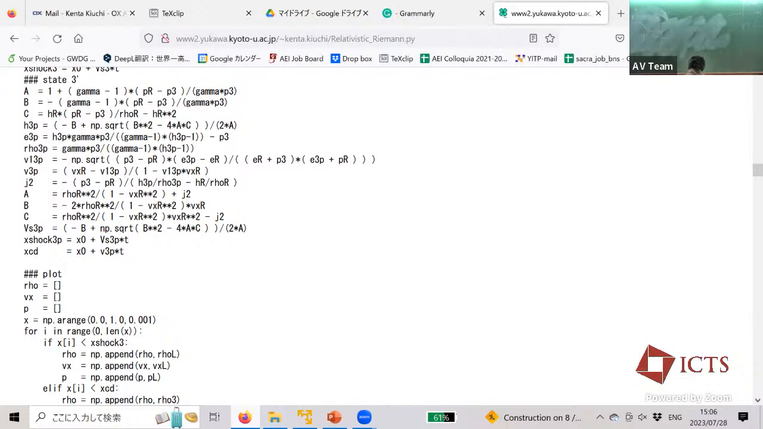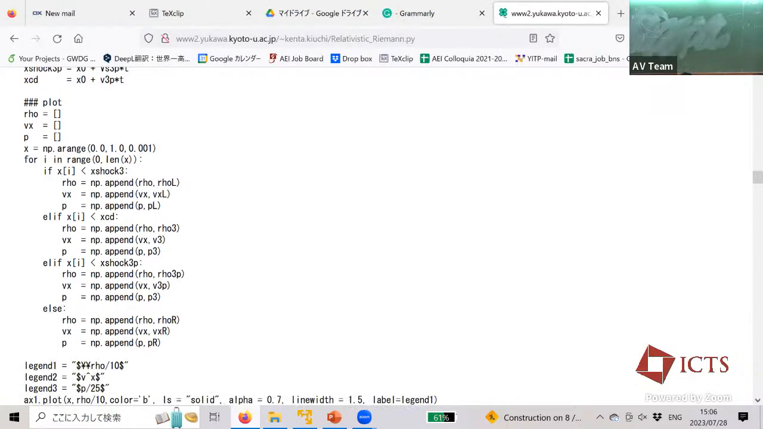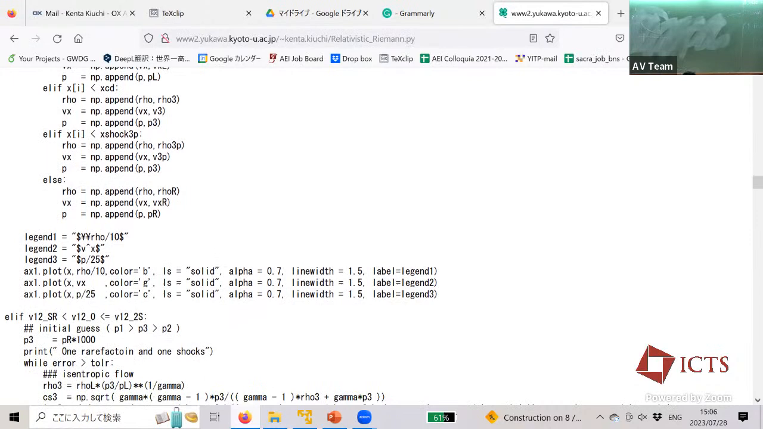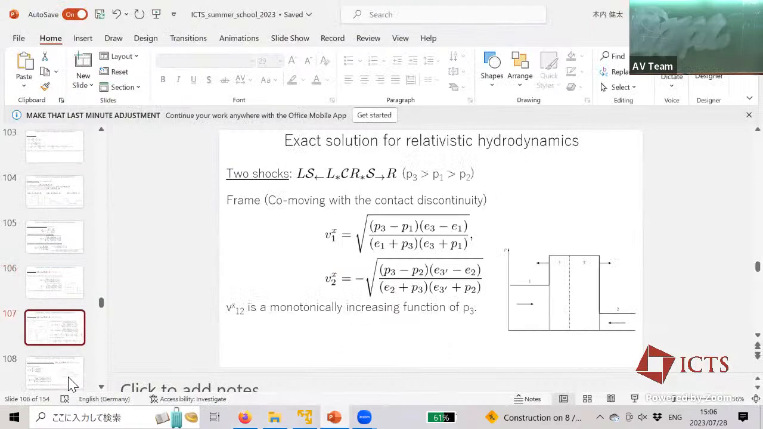So from here to here is just for plot. You create the array and you plug the solution inside this array and plot, right? So this is the two shock waves case.